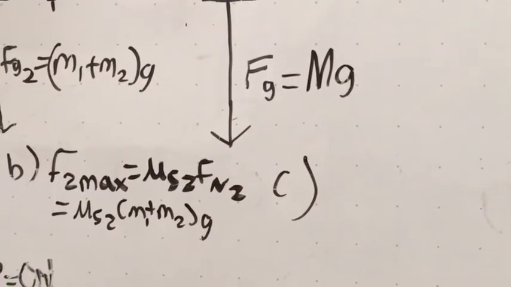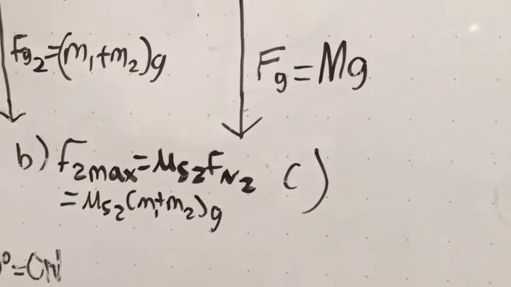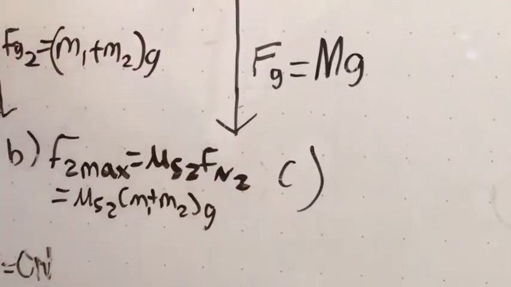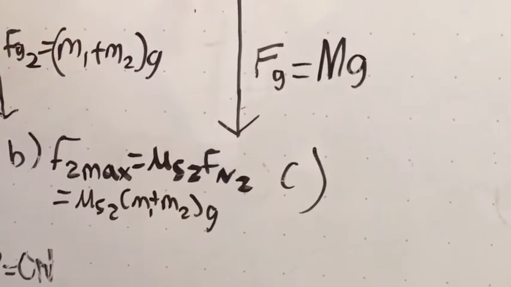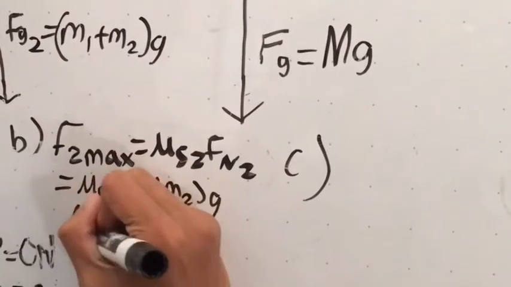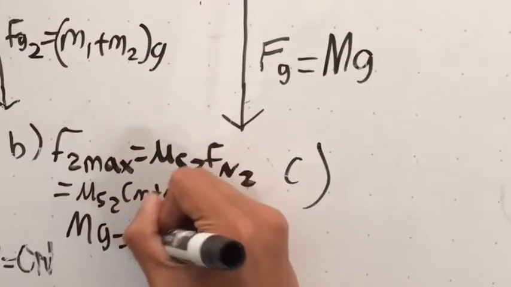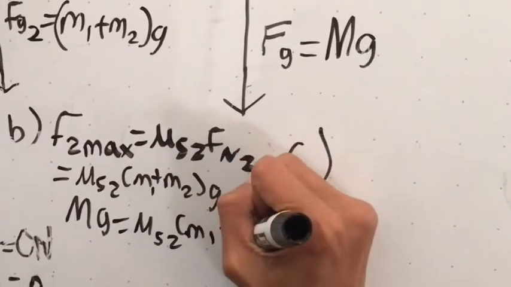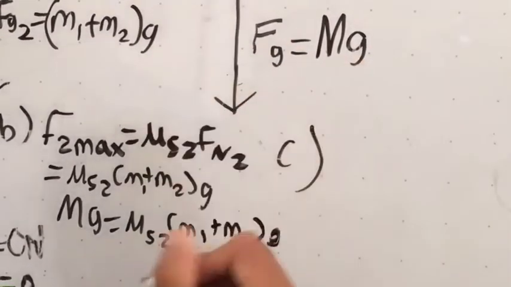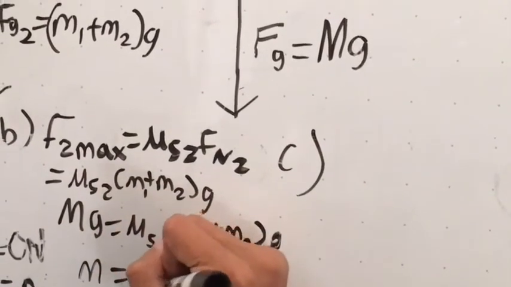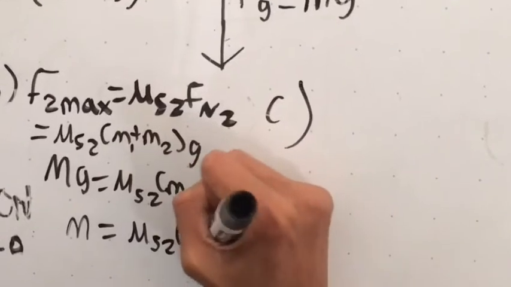This is balanced by the tension of the hanging mass, mg. So we're going to put them equal to each other since the acceleration is 0. So then the sum of the forces in the x direction is 0. mg is equal to mu S2 times m1 plus m2 times g. Now we divide both sides by g, and we get that m is equal to mu S2 times m1 plus m2.